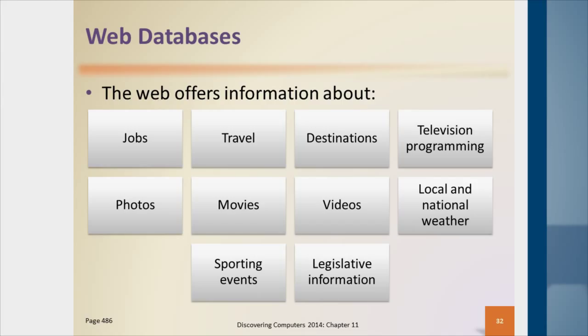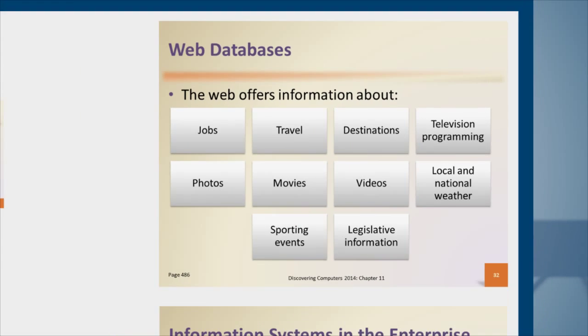So when you go to monster.com, for example, or you go to American Airlines or Southwest Airlines to get information about flights, all of those different tools are pulling information out of a database and returning the results to you. So even though you're just working with the front end, a web browser, the content of the results is coming from a back-end database. So everybody interacts and works with databases, even if they don't realize it.